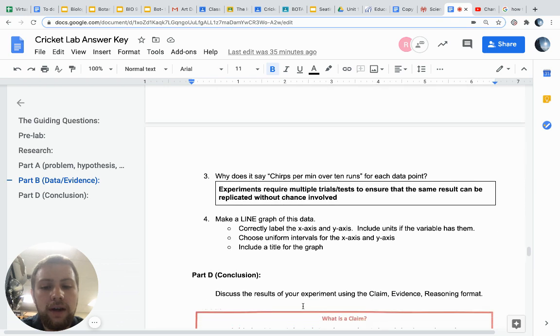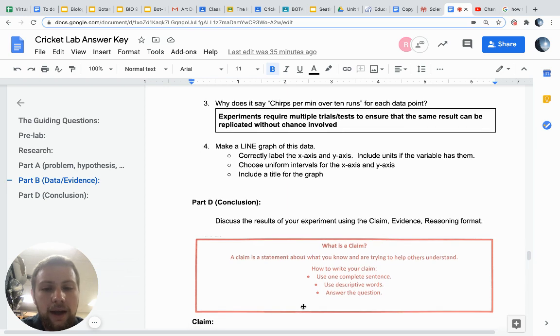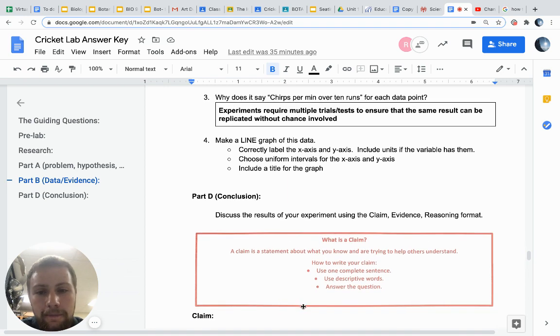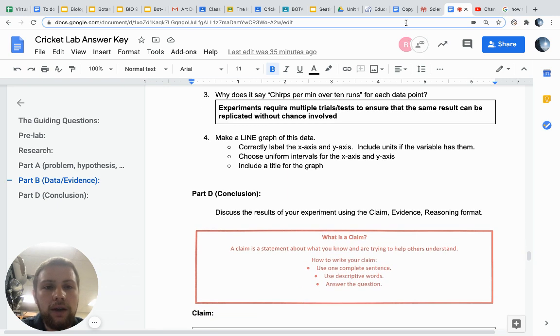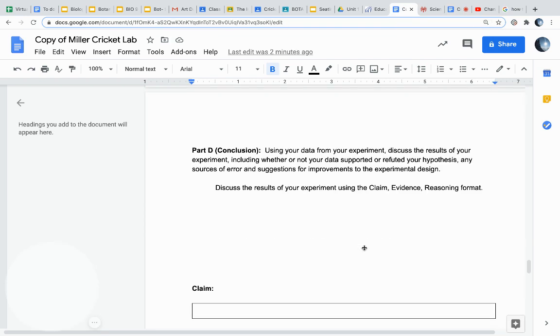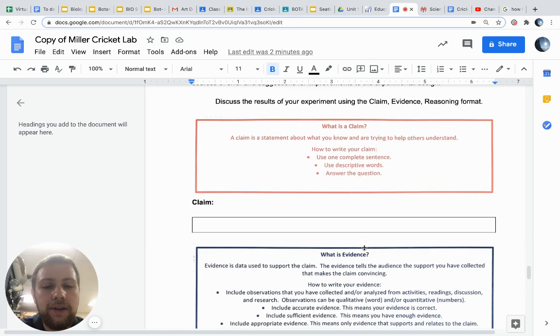Today we're going to focus on part D, on drawing a conclusion. There are three parts that we're going to look at today. In order to draw a conclusion, we're going to want to create a claim evidence reasoning statement. As you may have learned in middle school, writing a claim evidence reasoning requires us to think about what happened in our experiment. For our claim, we want to use one complete sentence, use descriptive words, and answer the question. So essentially our guiding question that we were trying to figure out.